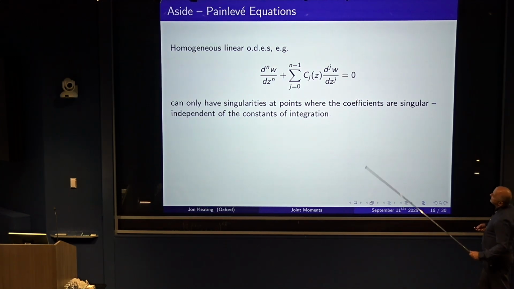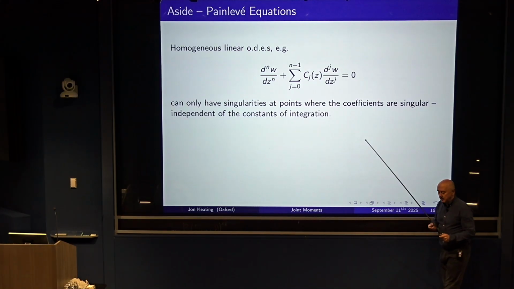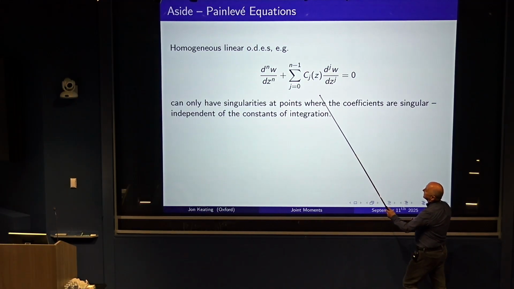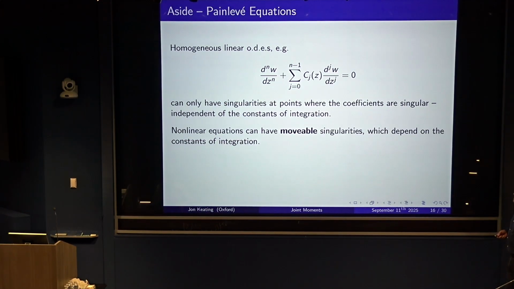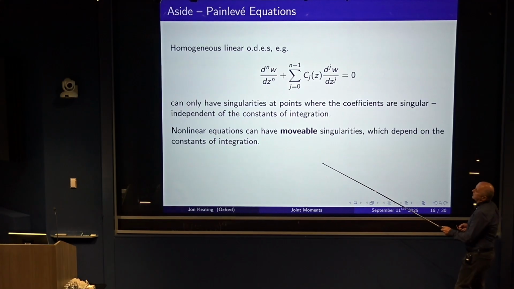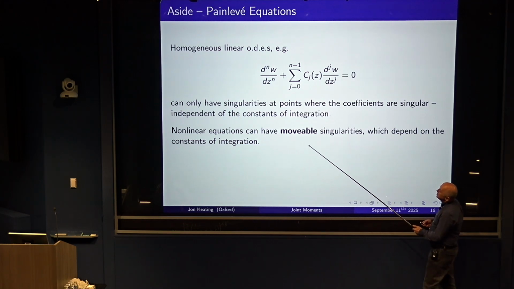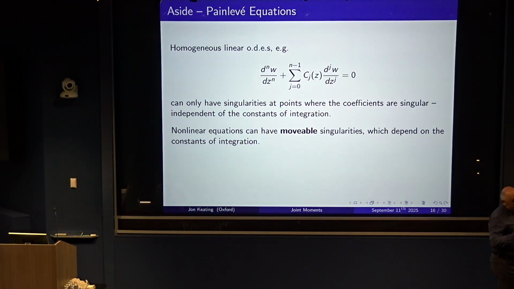Another way of saying that is that the solutions of this equation can't have singularities that depend on the constants of integration. The singularities aren't movable. They're given to you by the equation. And so any singularities in the solutions don't depend on the constants of integration. So it's a well-known story to try to generalize this to nonlinear ODEs. It was known in the 19th century that nonlinear ODEs don't have this property, and they can have singularities that do depend on the constants of integration. And that's one of many reasons why nonlinear ODEs can be much more difficult.